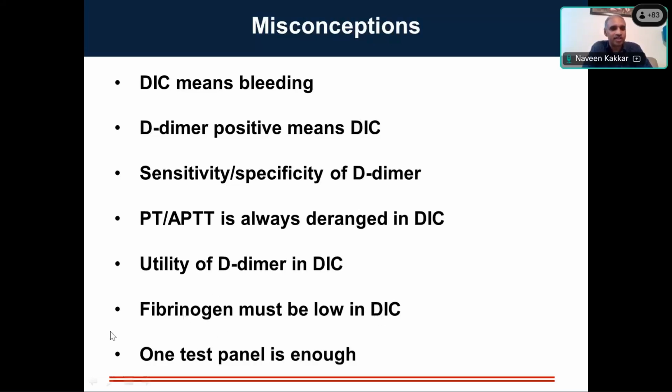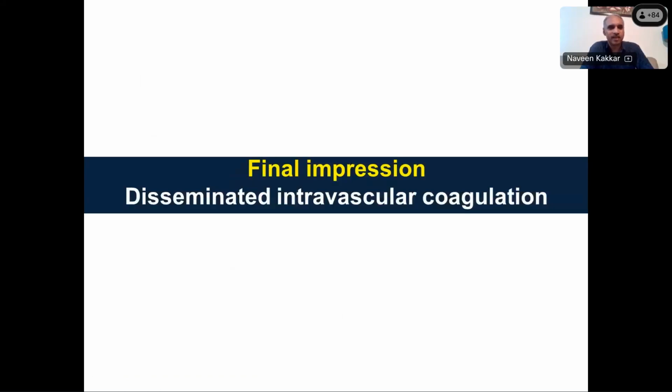And also the misconception that one test panel or one report is enough. If you're thinking of DIC, you should do serial testing, maybe even morning, evening if your patient is destabilizing fast, but at least daily monitoring of parameters: CBC, PT, aPTT, D-dimer. And then you will be able to catch this patient early and initiate treatment. So the final impression in this case was disseminated intravascular coagulation.